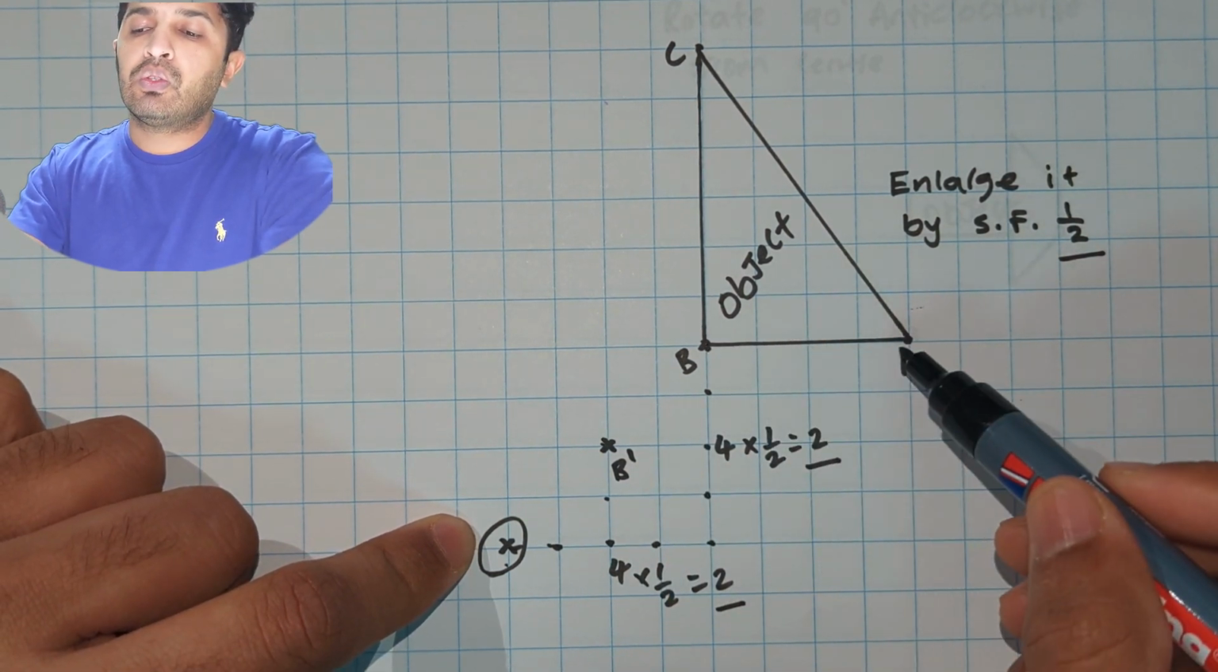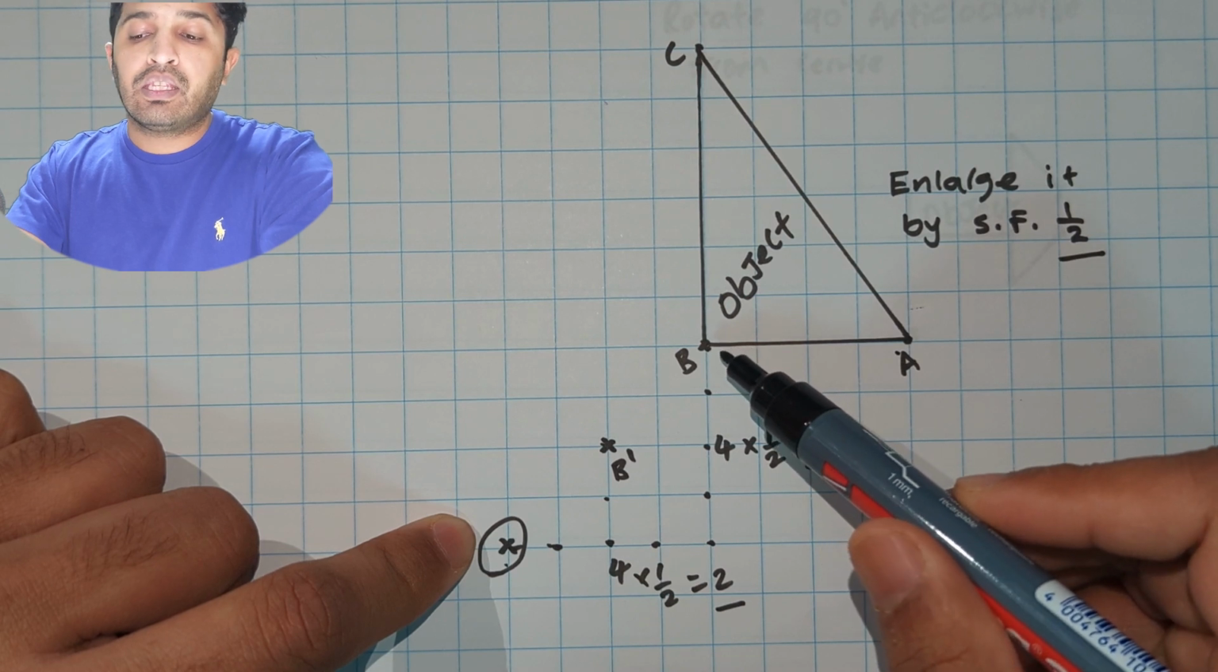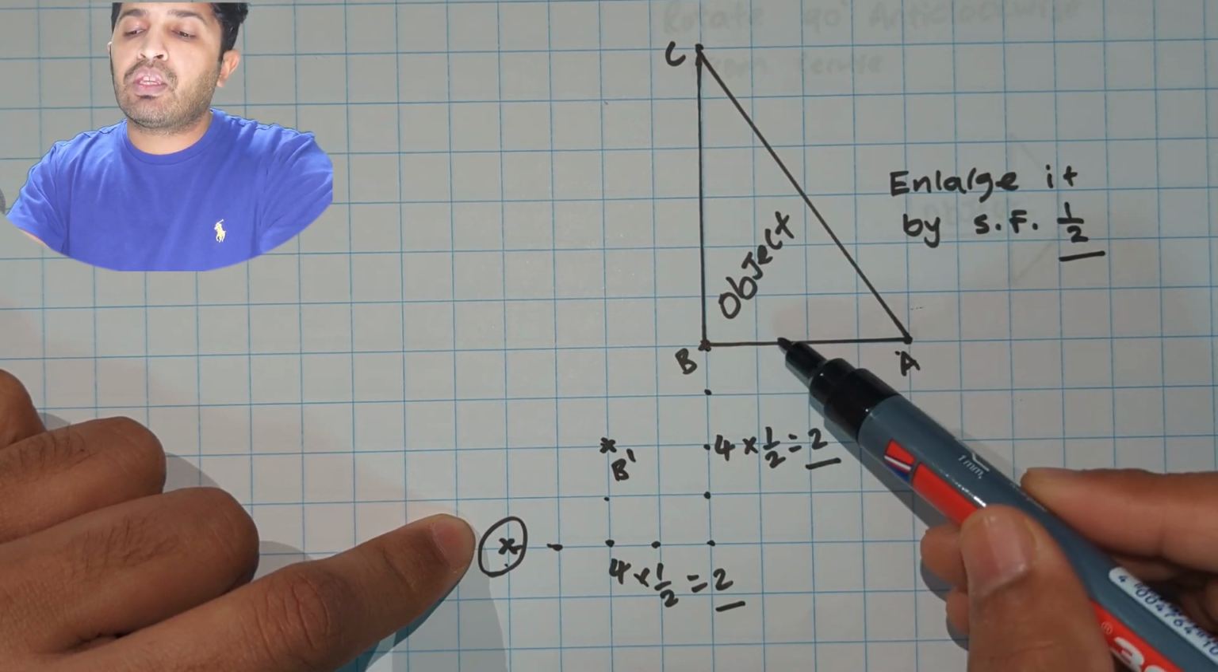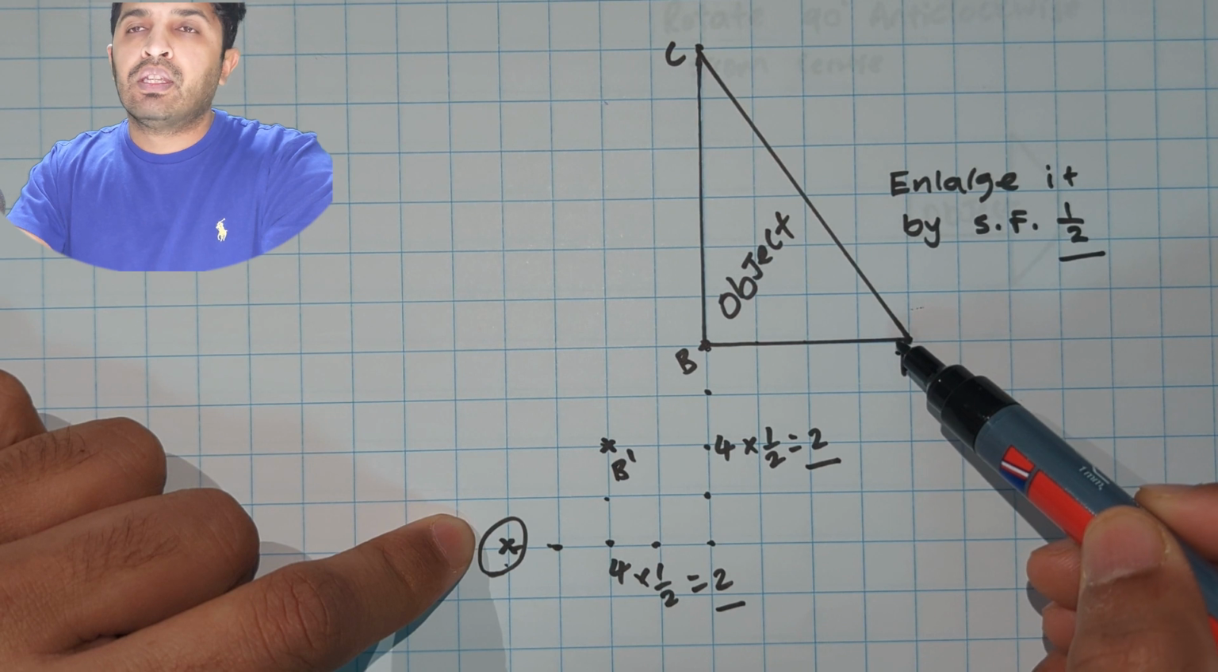Then from B to A on the object, I can do that. From B to A, I'm going 1, 2, 3, 4.